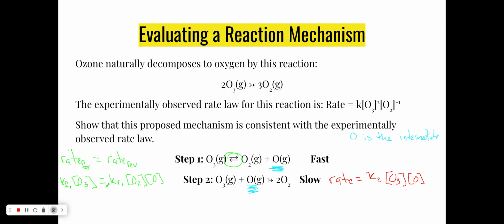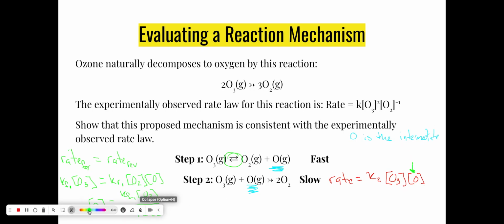Now, we need to write this with respect to O, because that's what we're solving for. So the concentration of O is equal to the rate constant of the forward direction times the concentration of O3, divided by the rate constant of the reverse, Kr1, times O2. Okay, so now we're going to take this whole thing and plug it in for O over here.